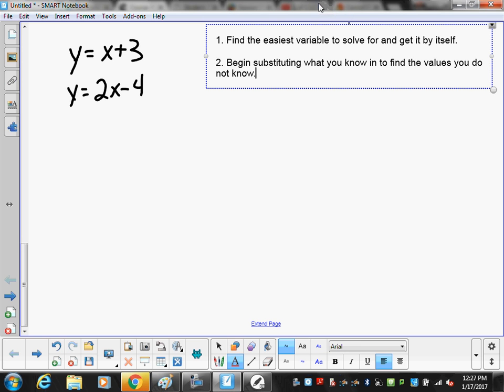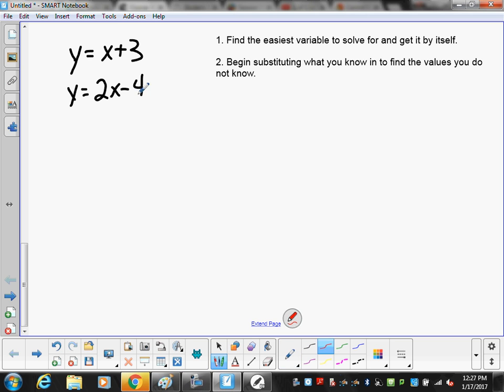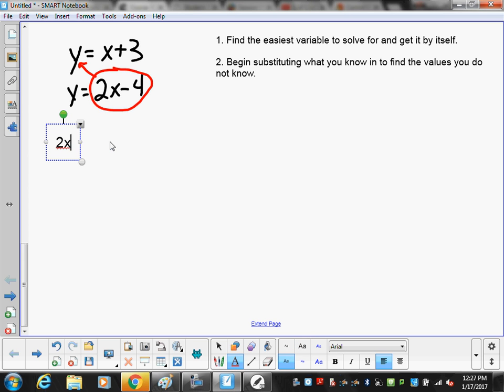Okay. So, what we know is that y equals x plus 3 and y equals 2x minus 4. So the very easy thing to do is to take the 2x minus 4 and just replace the y in the first equation. So, here's your new equation. 2x minus 4 equals x plus 3.